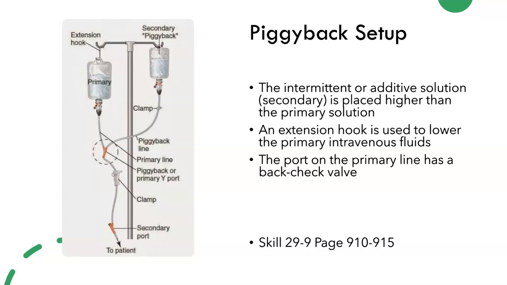And then the port on the primary line has a back check valve, which you can see in this picture. It helps to prevent the secondary or piggyback solution from backing up into that primary line. Again, this would be done by gravity. There is a video on Canvas from someone on YouTube taking you step by step through how to set up a piggyback using gravity, so I encourage you to watch that. These are just the concepts behind it, but it's hard to discuss this without doing it.